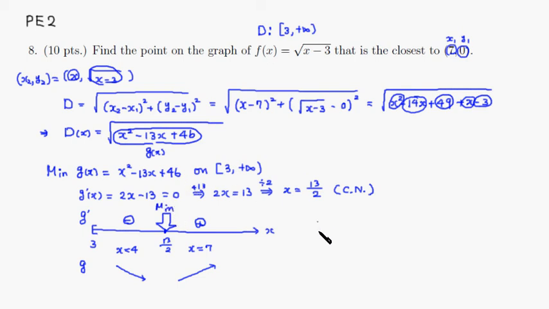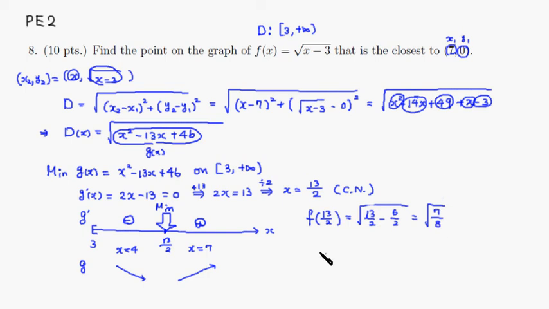At the critical number the distance will be minimum, so we just have to find the corresponding y value. We plug 13 over 2 into the function: x is 13 over 2, and we are subtracting 3, which is the same as 6 over 2. So that's the square root of 7 halves.